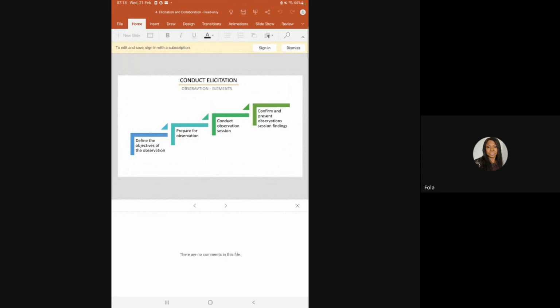No, no. Observation, you have defined the objectives of observation. Prepare, these are all elements in observation. Prepare for observation, conduct observation session, confirm and present observation findings. So this depends upon the scenario. If you have got everything documented well, you can go ahead with that. Some scenarios may not be account related, or in the case of billing, you may have to see it once. In that case, you observe that specific scenario. You can prepare for that, document your findings, and present the findings. That's how you use this observation technique.